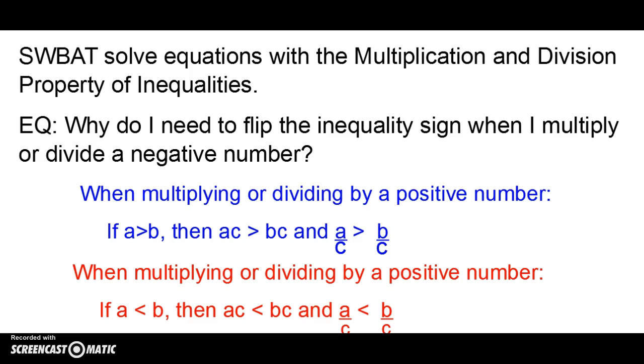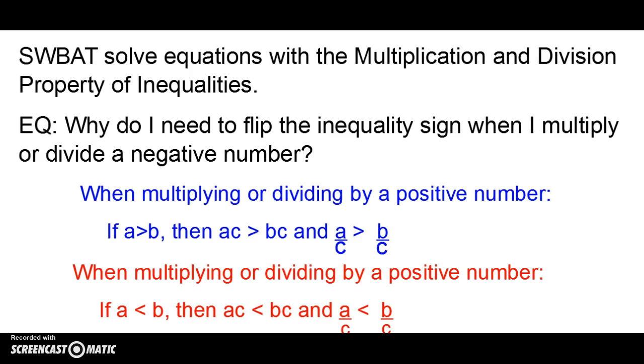The objective is that you'll be able to solve equations with the multiplication and division properties of inequalities. And then the key part for your essential question is, why would you need to flip the inequality sign when you multiply or divide by a negative number? So first of all, let's start with the positives. And so please copy the blue and the red in your notes.